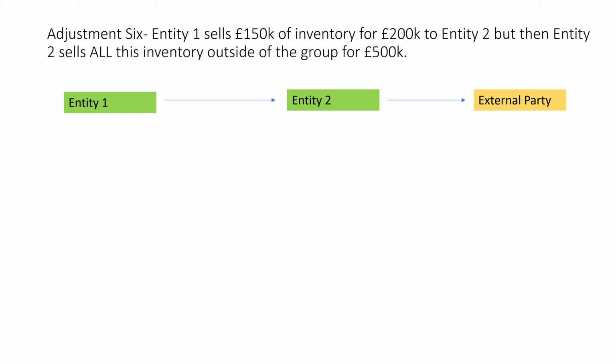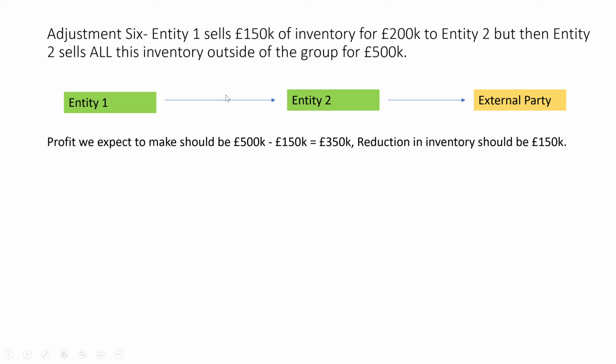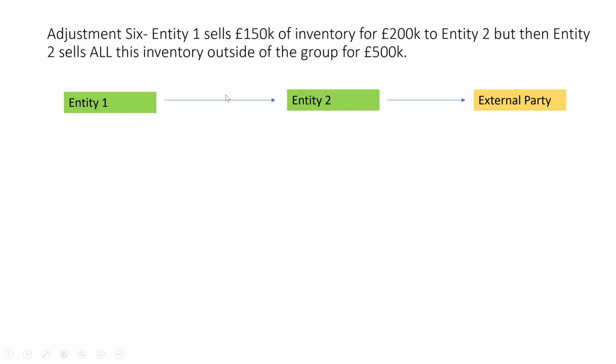Now, let's consider another situation. Entity 1 has done the same sale to Entity 2. This time Entity 2 has sold all of the inventory outside of the group for 500k. Okay, now let's think about what figures we're going to expect at the group level. What's the net impact going to be?